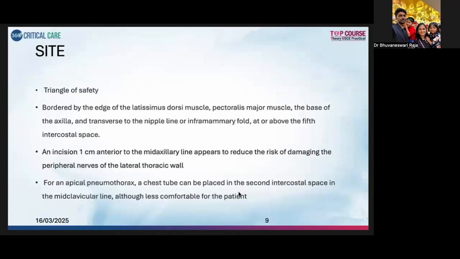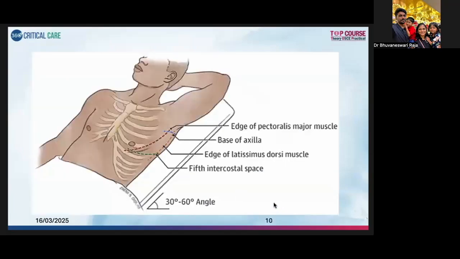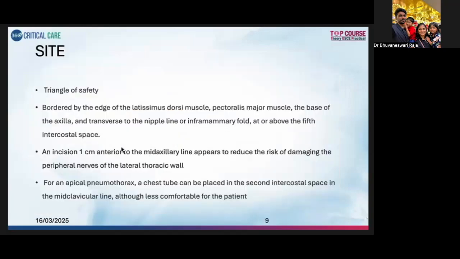So coming on to the site. As we all know, it is the triangle of safety, which is bordered by the edge of the latissimus dorsi, the edge of the pectoralis major muscle, and the base of the axilla. Okay, and the line of insertion should be across the fourth or fifth intercostal space, across the nipple line, 1 centimeter just anterior to the mid-axillary line, because it reduces the risk of damaging the peripheral nerves of the lateral thoracic wall. Okay, if you need an apical ICD for an apical pneumothorax, then you have to go into the second intercostal space through the mid-clavicular line, but it may be uncomfortable to the patient.